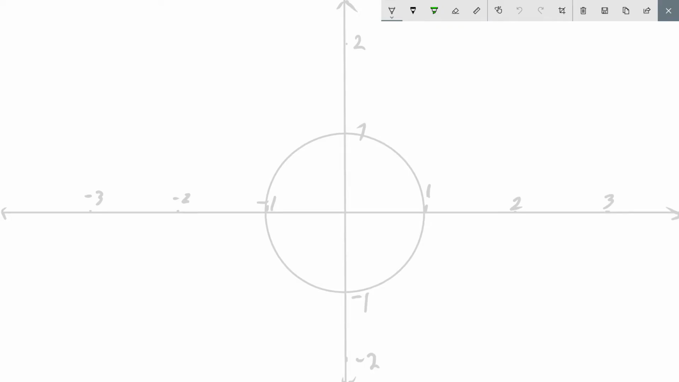Hello, and today we're going to be talking about the Argand diagram. And what this is, it's essentially graphing complex numbers. Now, this is also known as the complex plane or the imaginary plane. So these are all the same thing, but here they are.